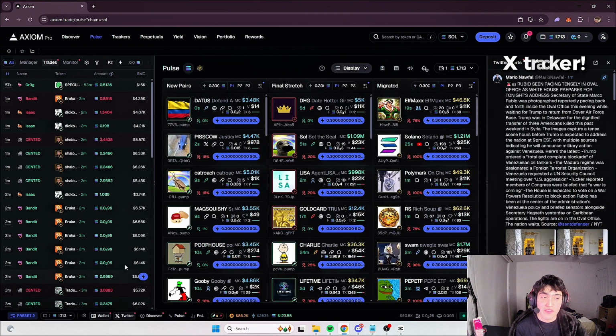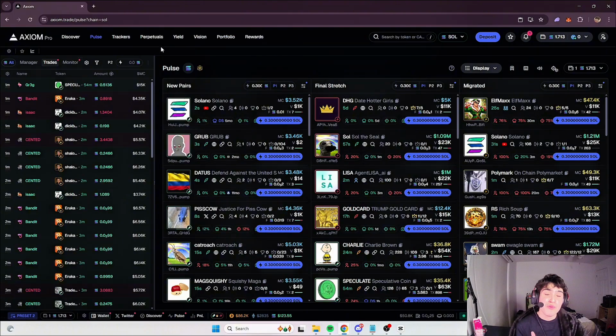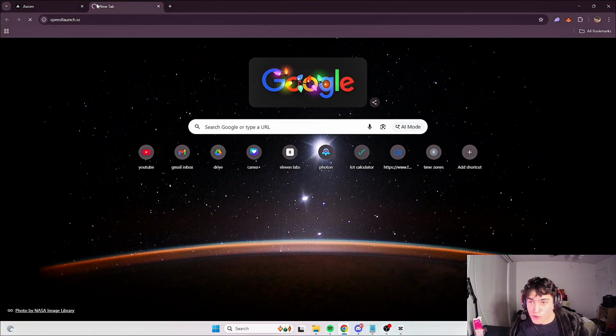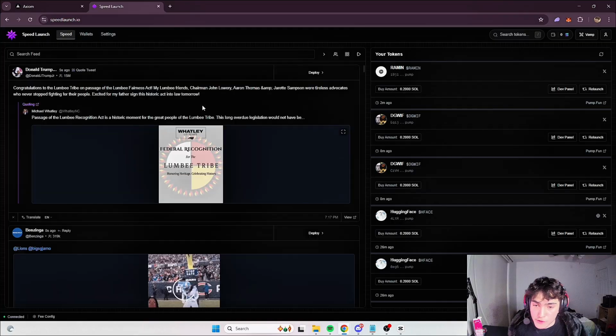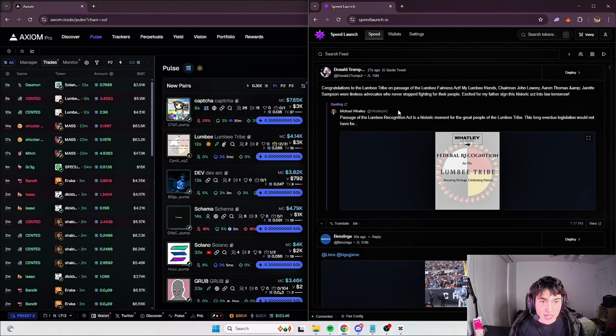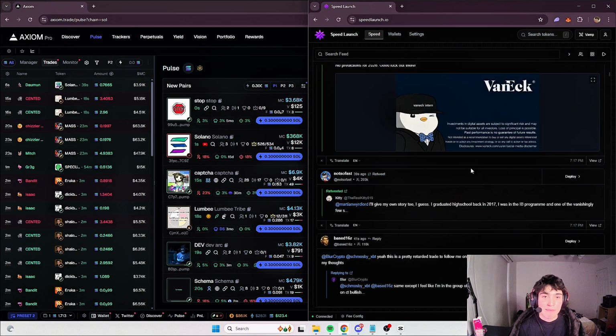Same thing for the X tracker. You can use the one on Axum, bro, but I really recommend speedlaunch.io, bro. Hundreds and thousands of traders are using speedlaunch.io to track tweets. Basically, bro, speedlaunch.io offers you a free X tracker with all the best tweets coming out every single second. For example, Donald Trump just tweeted something right here. Okay, it's the fastest, it's the best in my opinion, bro.